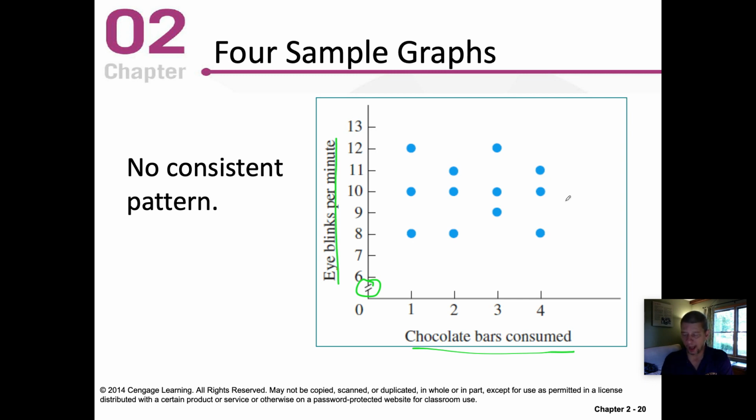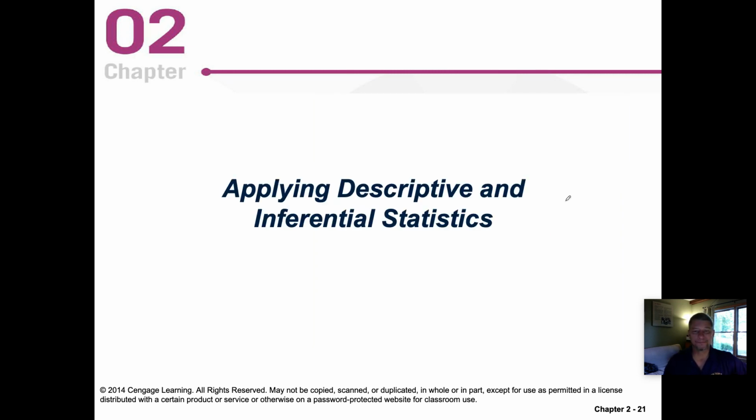Okay, now my personal belief is that the more chocolate you consume, the more you'll blink, because chocolate is mostly sugar, and sugar raises your metabolism, and metabolism kind of makes everything go a little bit faster. But according to this particular graph, there's no relationship between the number of chocolate bars that you consume and the number of eye blinks per minute. Okay? All right.